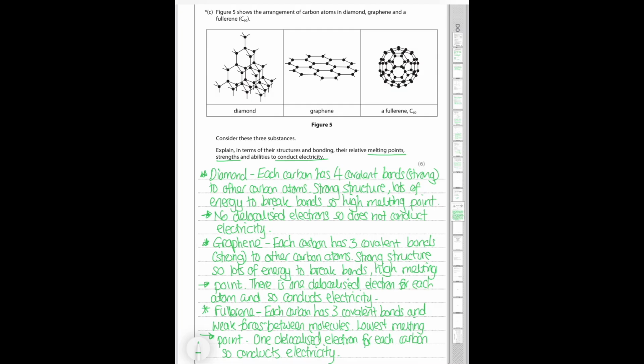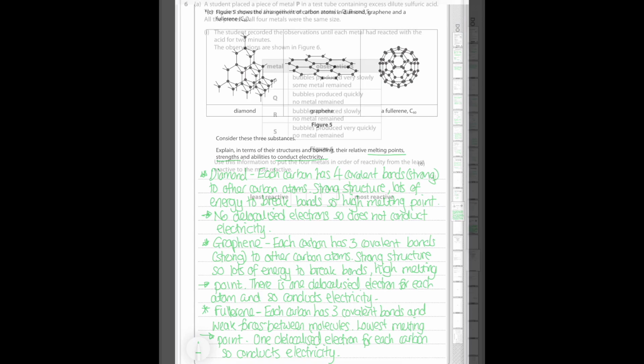The fullerene has the lowest melting point out of the three. Diamond will not conduct electricity because there are no delocalized electrons, because all the electrons are involved in the covalent bonds, whereas graphene and fullerene will conduct electricity because for every carbon atom there is one delocalized electron which is free to move, therefore will conduct electricity.